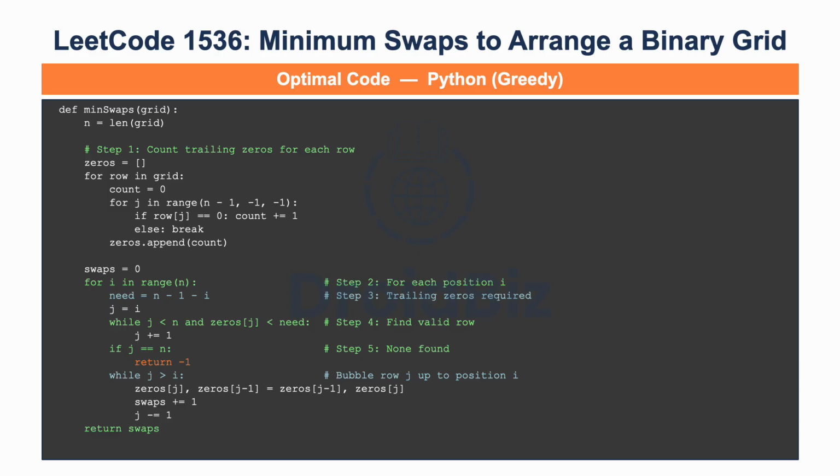Notice how compact this solution is compared to the brute force. No permutation generation. No inversion counting. Just one pass with a scan and a bubble. That's the power of the greedy insight.